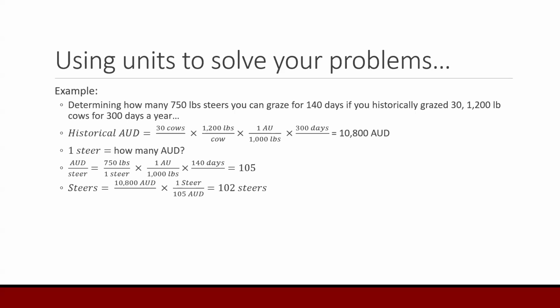So how many animal unit days is 1 steer? 750 pounds per steer. 1 animal unit is 1,000 pounds. We want to graze them for 140 days. So that is 105 animal unit days represented by 1 steer. How many steers can we run? We need the animal unit days to cancel out. So 10,800 divided by 105. We can run 102 steers under this scenario. Does that make sense?